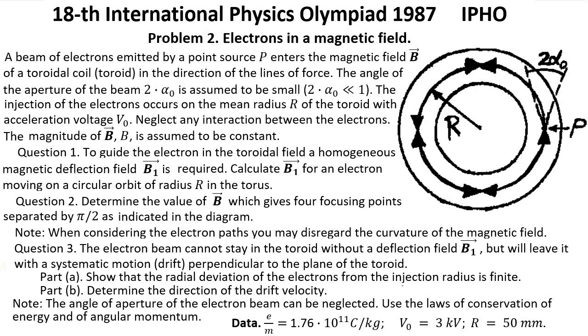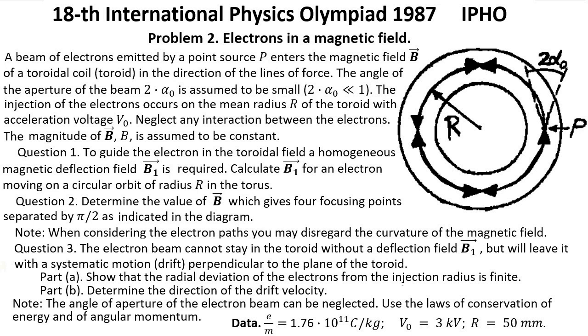The injection of the electrons occurs on the mean radius r of the toroid with acceleration voltage V0. Neglect any interaction between the electrons. The magnitude of vector B is assumed to be constant.